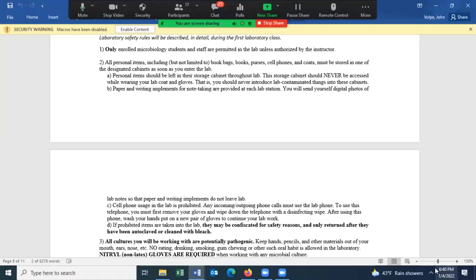Very seldom do people take something into the lab and it would be autoclaved and then returned to the students. But occasionally students will do that with something like a pencil or their notes or their lab coat at the very end of the term. It would be autoclaved and then returned to the student. Generally, anything that's brought into the lab has to stay in the lab.